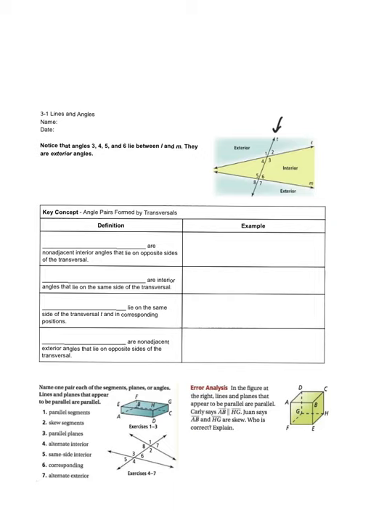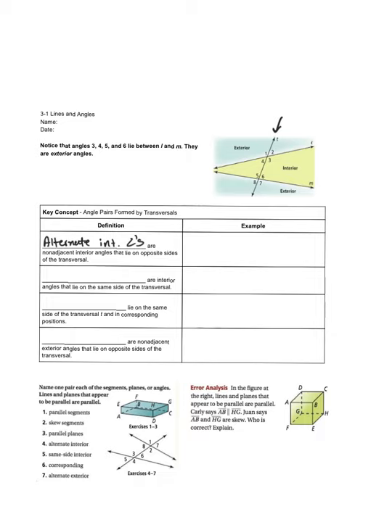So the first definition: alternate interior angles are non-adjacent interior angles that lie on the opposite sides of the transversal. Remember, interior means in, and alternate means on the opposite side.